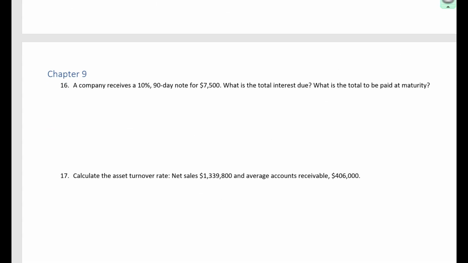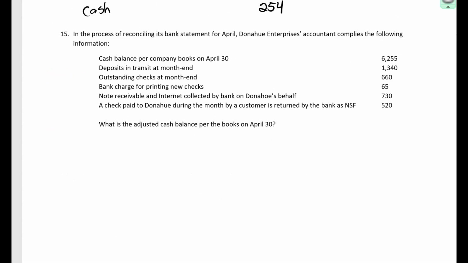Whoops. Okay, number 15 is a bank reconciliation. You only have to do one part of it, and we're going to do the book side. And this is the information that we have. We know that the cash balance per the company books on April 30th is $6,255. So I'm going to start over here with the book balance at $6,255. And okay, so that's done.